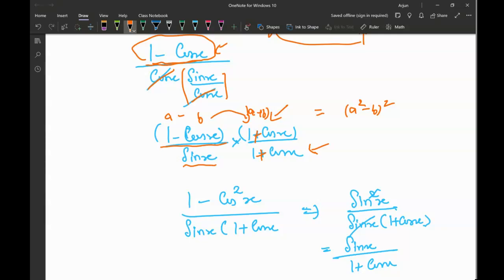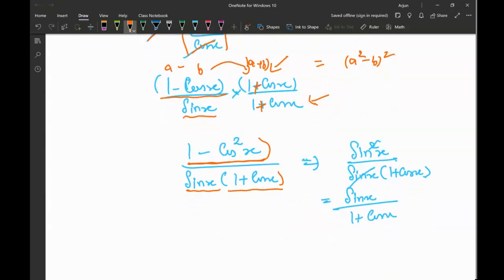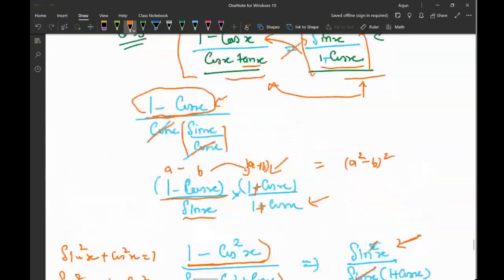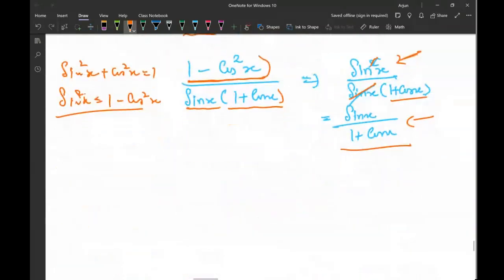And from there I got this value, 1 minus cos squared x on top, and on the bottom sin x multiplied by 1 plus cos x, and then 1 minus cos squared x is equal to sin squared x. From where I got it: sin squared x plus cos squared x is equal to 1, and I can write it as 1 minus cos squared x is equal to sin squared x. So I've converted it into sin squared x. So one of the sines cancels out, and then I'm left with sin x upon 1 plus cos x, which is the final answer for our question.